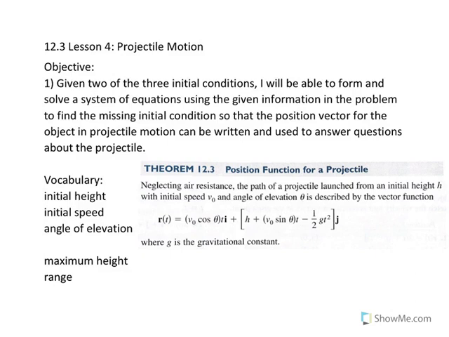If you look at our objective, given two of the three initial conditions in our problem, we're given the initial height and the angle of elevation, you will be able to form and solve a system of equations using the given information to find the missing initial condition so that we can complete our projectile motion model and then use it to answer questions about maximum height, etc. So what given information do we have in the problem that would allow us to write a system of equations and then solve it to find the initial speed?